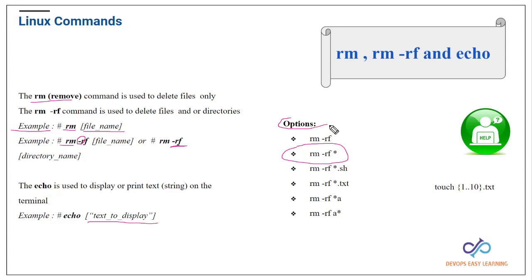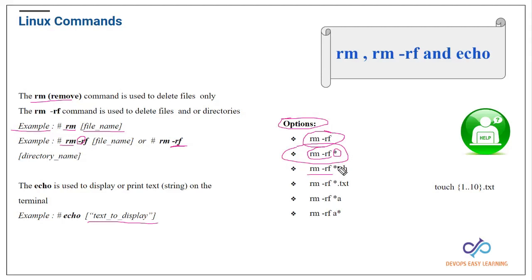What are some options of the rm command? We have rm -rf, right? That I just explained. If you want to delete a directory, you can use rm -rf, which stands for recursive and force. And rm -rf with a star means delete everything within the current working directory. That means where I am right now, remove everything there. Be very, very careful with this.